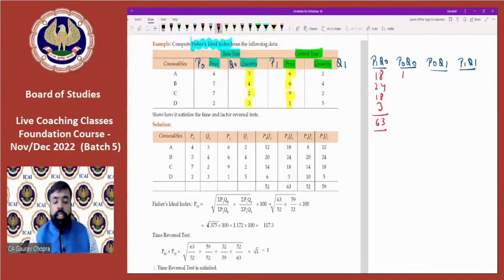4 into 3 is 12. 5 into 4 is 20. 7 into 2 is 14. And 2 into 3 is 6. Now we can add them and see how much comes. 52. This is P0 Q0. Next is P0 Q1.